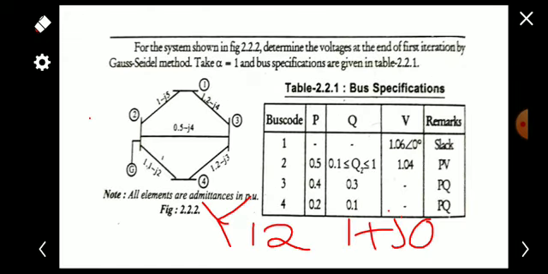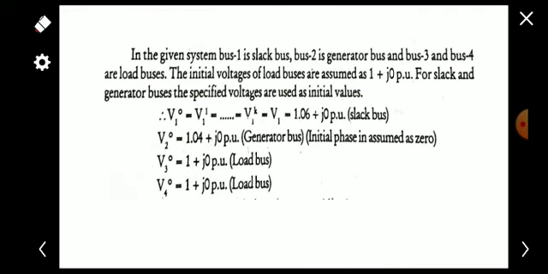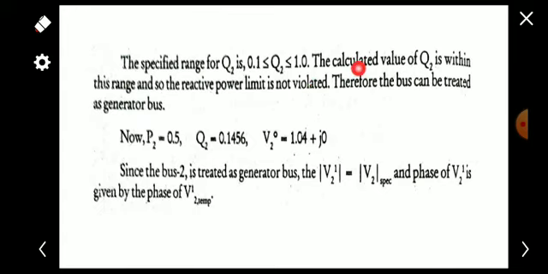So this value is within the limit, because as per the question, the value of Q2 must be in between 0.1 and 1. So we have got the value of Q2 as 0.1456. So it is within the limit. So we can treat this second bus as the generator bus. It is actually written here. So for the generator bus, we are taking the value of P2, it is given in the question itself. P2 is 0.5 and Q2 we have found, it is 0.1456 and V2^0 is 1.04 plus J0.